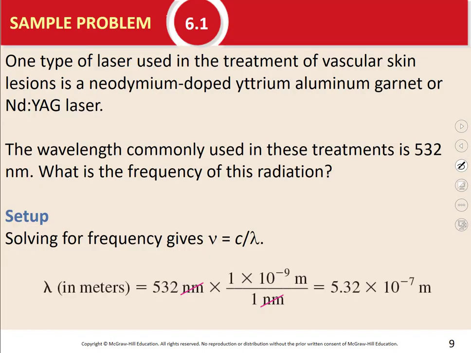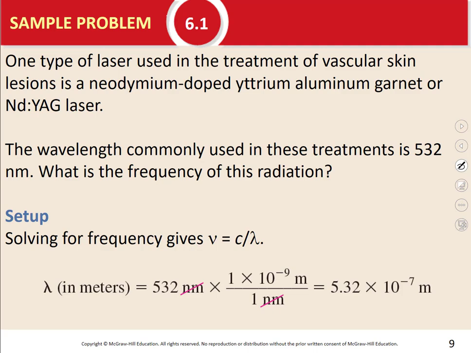So let's try this out. Lasers. One type of laser used in the treatment of vascular skin lesions is a neodymium-doped yttrium aluminum garnet, or Nd:YAG laser. The wavelength commonly used in these treatments is 532 nanometers. And the question is, what is the frequency of this radiation?